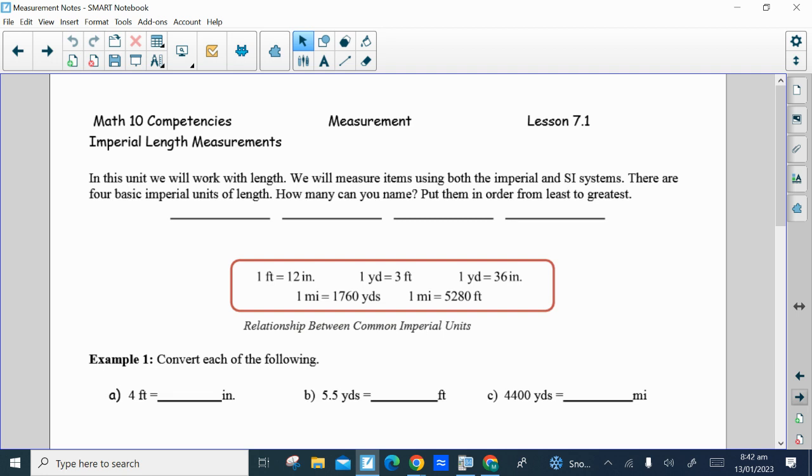So we're going to work with length. We'll measure items using both imperial and SI, which stands for System International. That's your metric system. Okay, which is what we use most of the time in this country anyways. It never used to be that way always.